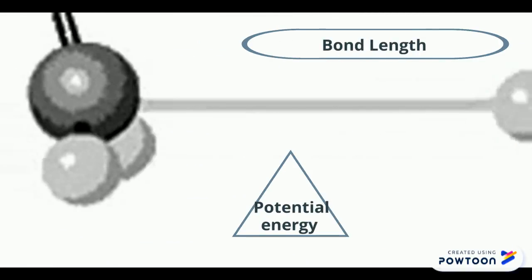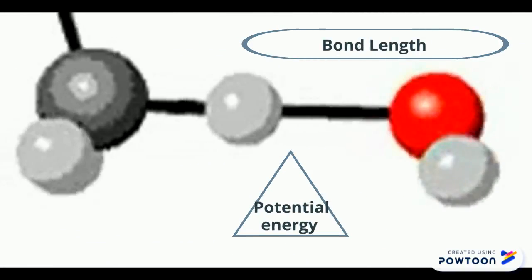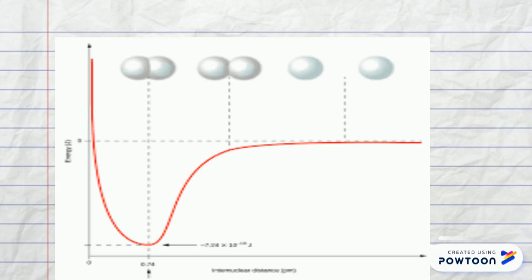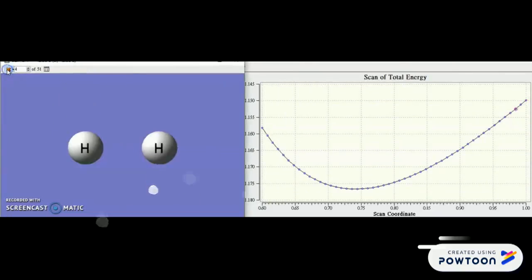To determine the actual bond length, the distance at which bonds separate is plotted against the energy required to separate these bonds. We will use hydrogen gas and hydrochloric acid as examples.